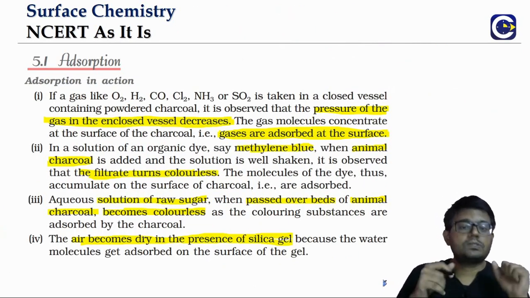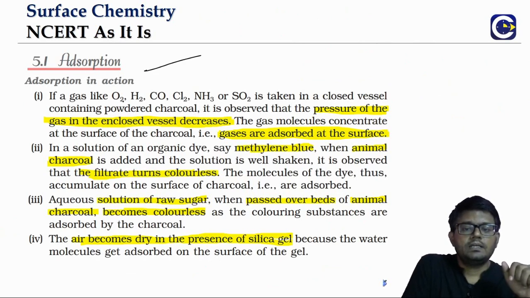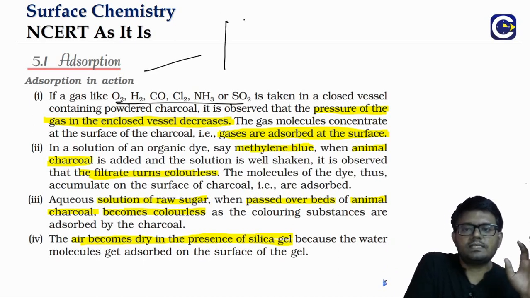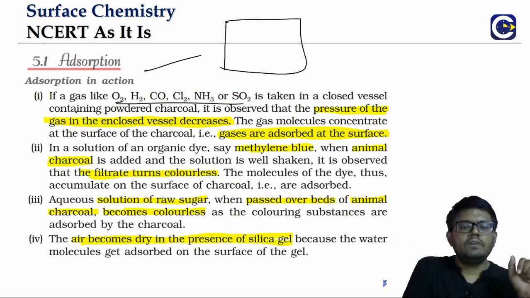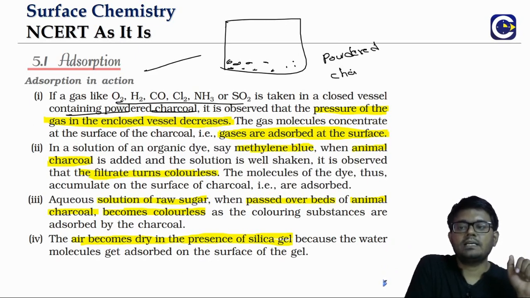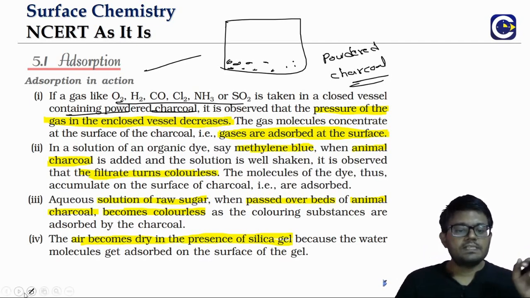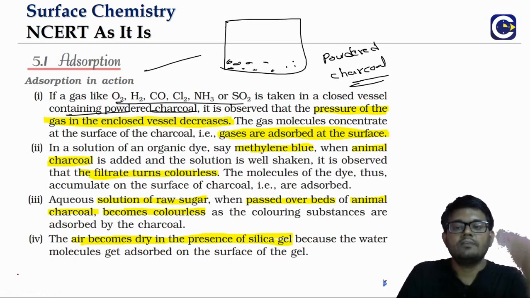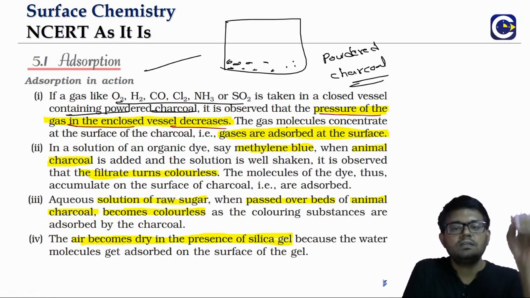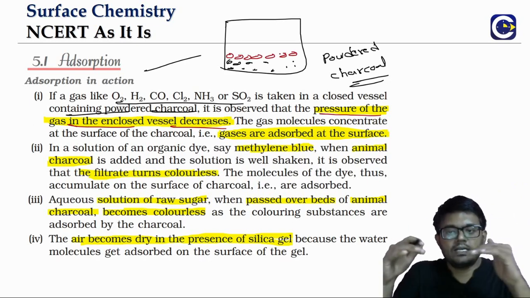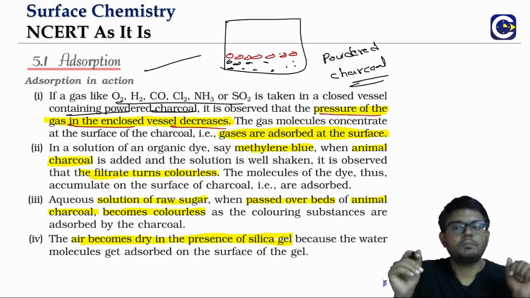Now, where all do we see adsorption? Like if you take gases like oxygen, hydrogen, carbon monoxide, chlorine, and put them in a closed vessel, and we keep some powdered charcoal. See here also what we are saying, powdered charcoal. So powdered charcoal will have a larger surface area. So it will be able to act as a better adsorbent. Now after some time what we will see is the pressure of the gases in the container will be decreasing. Why? Because some of these gas particles will get adsorbed on the surface of the solid. Solid means here the powdered charcoal.